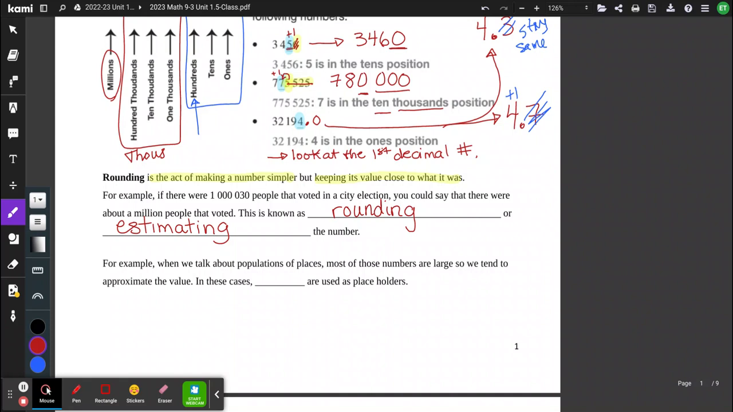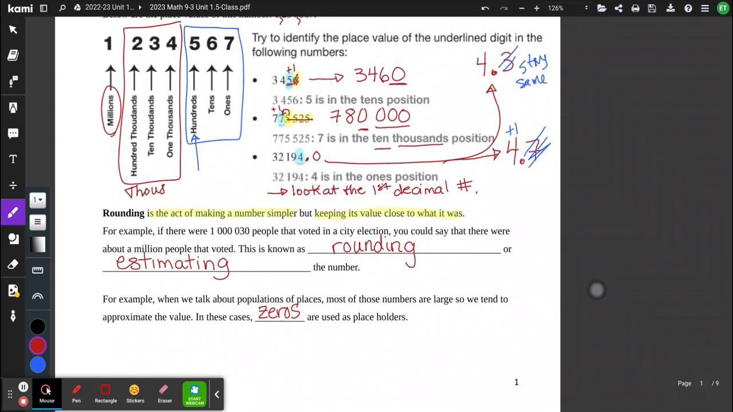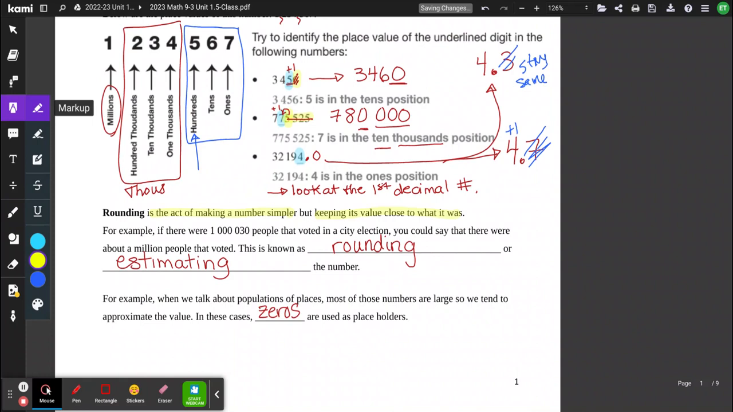Okay, so we have an example. It says we talk about populations of places. Most of those numbers are very large. So we tend to approximate the values. In these cases, blank are used as placeholders, zeros. So just as I showed you above, they use zeros. I'm going to highlight it in pink here. They use zeros at the end when you are actually rounding. So whatever place value you're rounding to, the numbers at the end will all change to zeros.